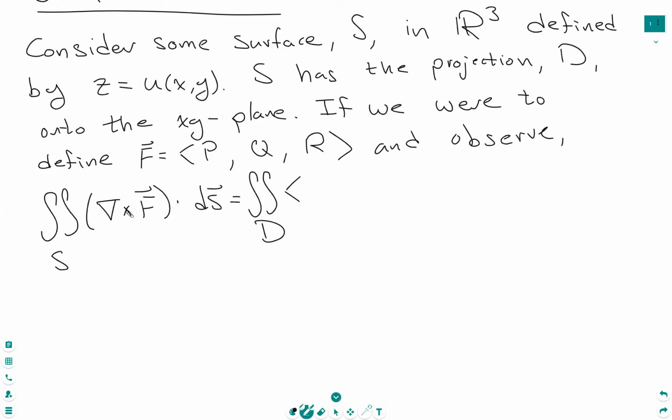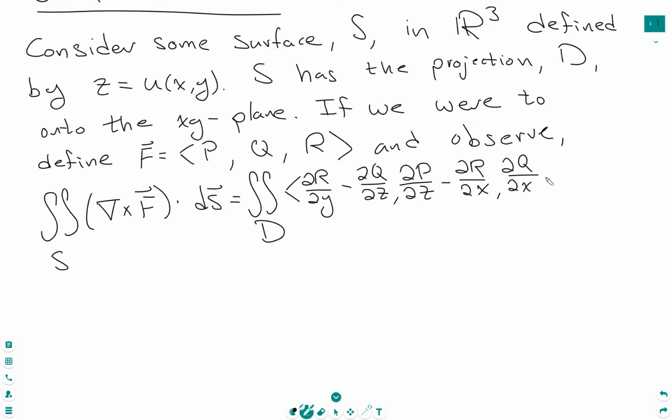Then we have to calculate what this cross product is. This is partial R partial y minus partial Q partial z, partial P partial z minus partial R partial x, partial Q partial x minus partial P partial y. That's that cross product there.